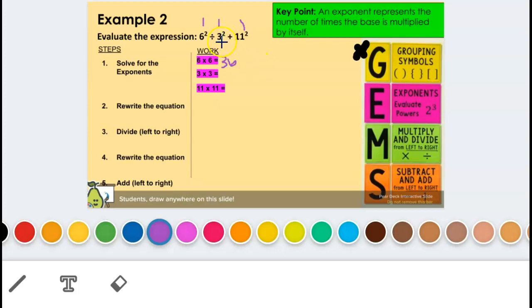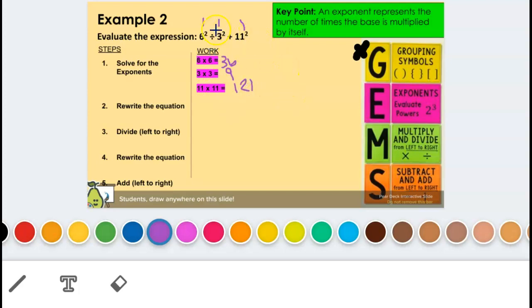Next, we have our 3 to the second power, or 3 cubed. Pardon me, 3 squared. So 3 2 times is 3 times 3, and that equals 9. And then lastly, we have our 11 to the second power, or 11 squared, and we have 11 times 11 equals 121.